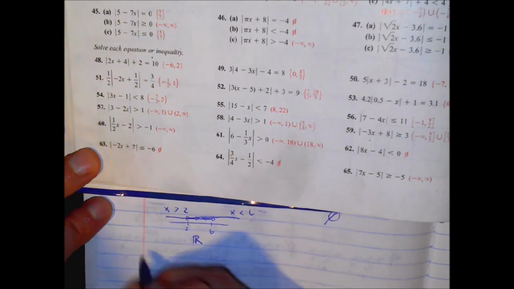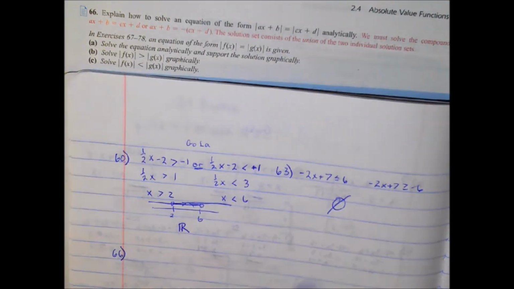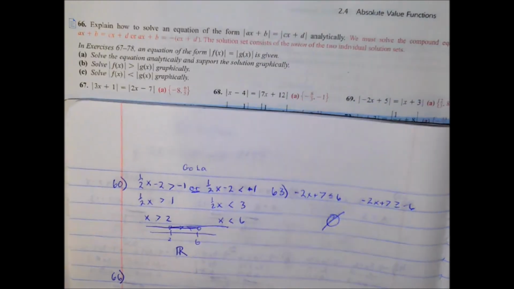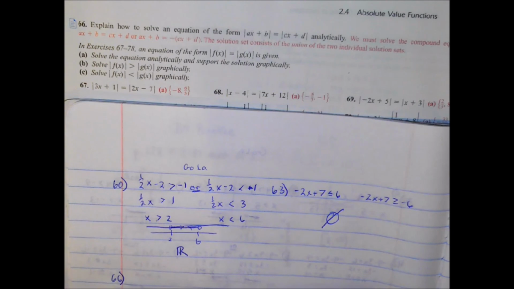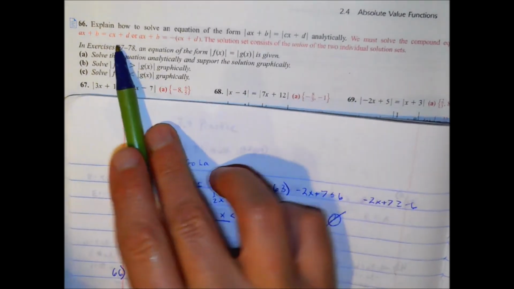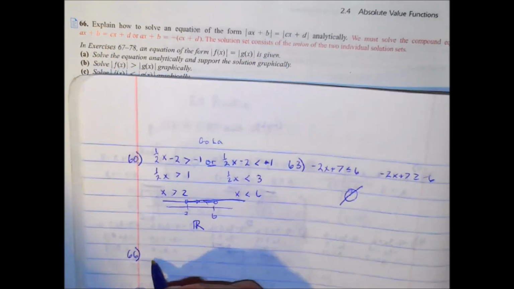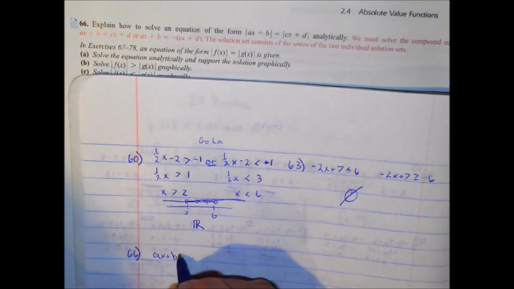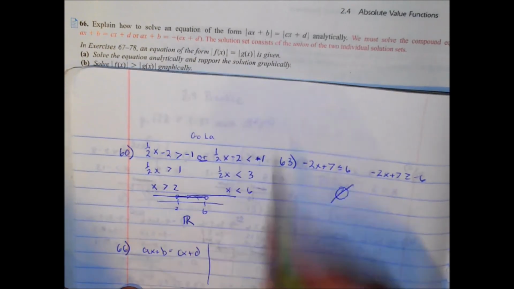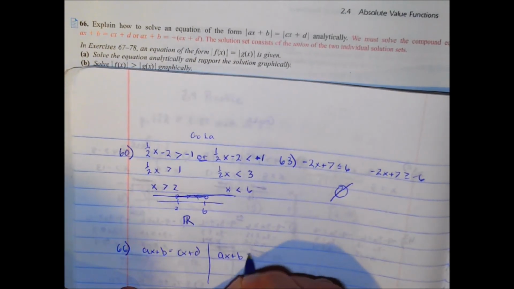66. Okay, so we had done this in our class here, in the notes. When we have two absolute values here, we have to set one exactly how it is. So you'd have ax plus b equal to cx plus d is one equation. And then the other equation, you have to do the opposite of it: ax plus b is equal to the opposite of cx plus d.